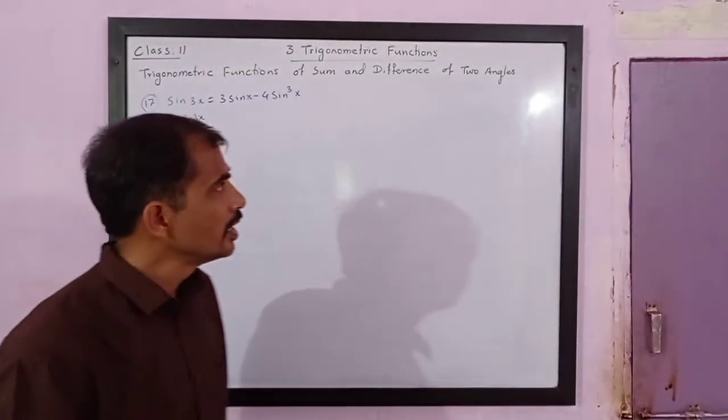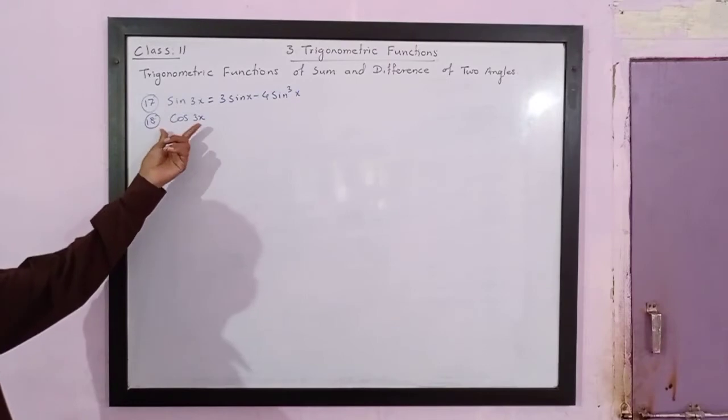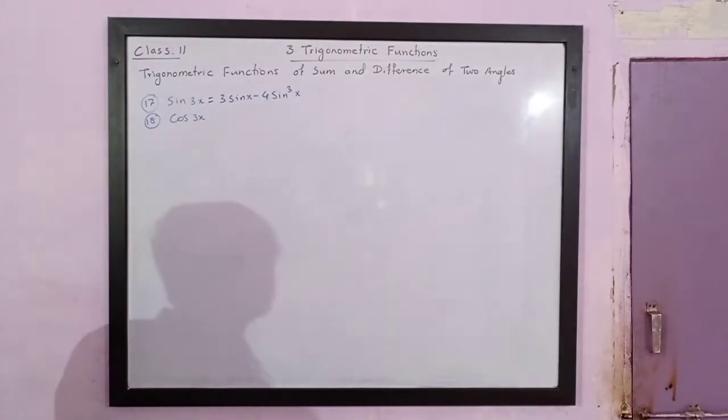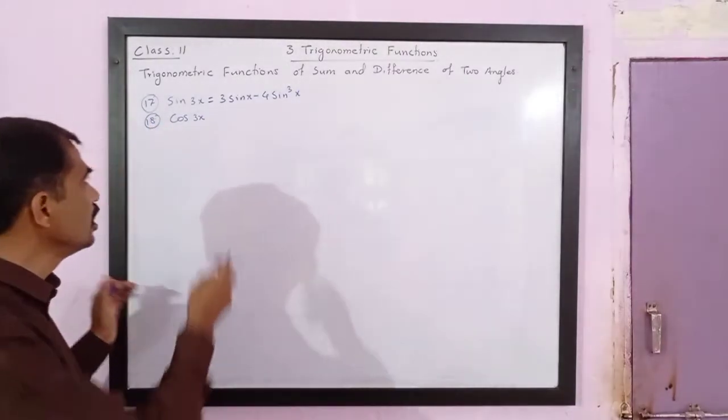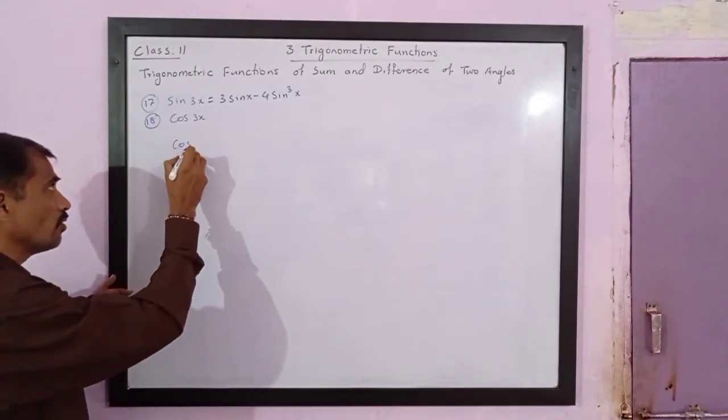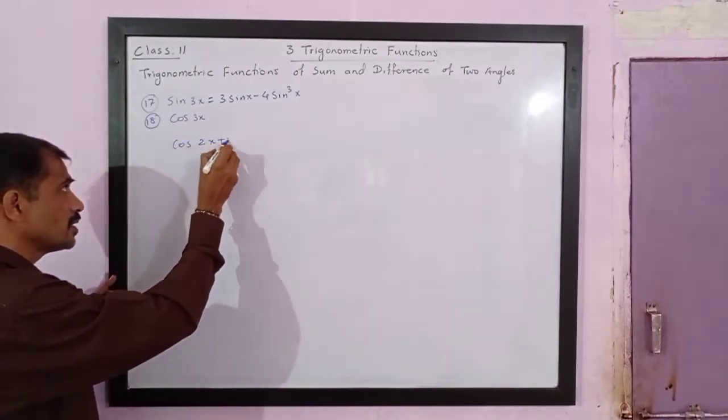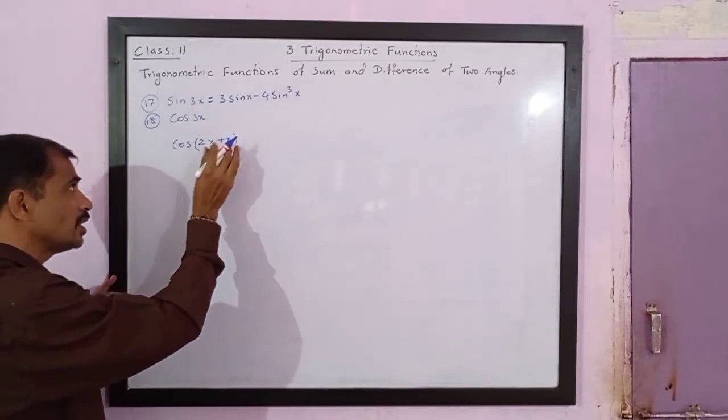Dear friends, next derivation is for cos of 3x. We are going to use the same method. We have cos 3x is equal to cos of 2x plus x. So 2x plus x is equal to 3x.